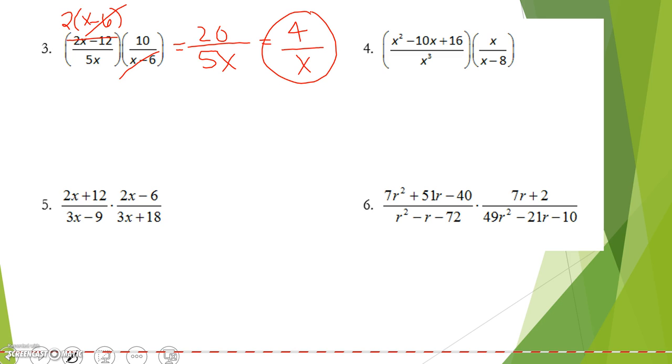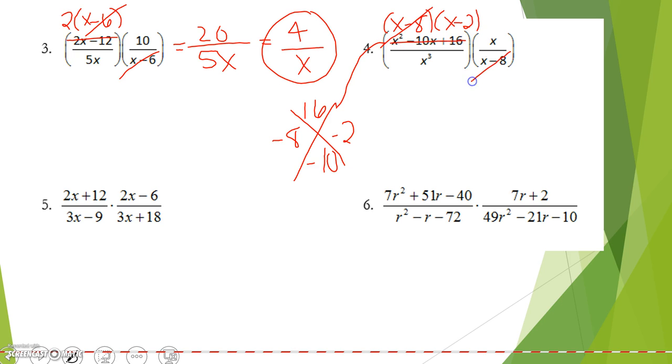The next one, on the top, I can do the slide divide method. So 16 and negative 10. What goes in 16 and negative 10 is negative 8 and negative 2. You can do that on your calculator. The bottom's a monomial, the top's a monomial, x minus 8. So let me write that up there.